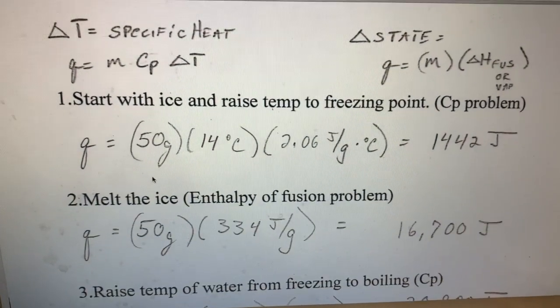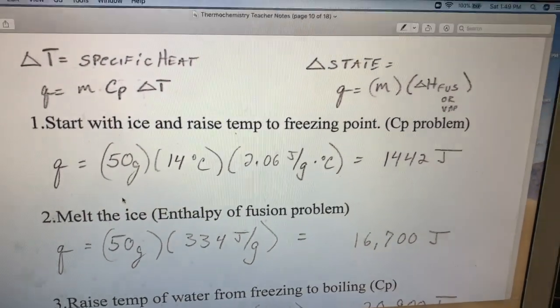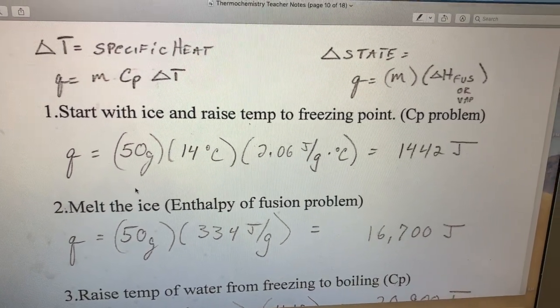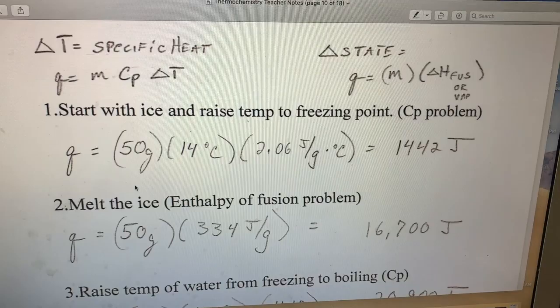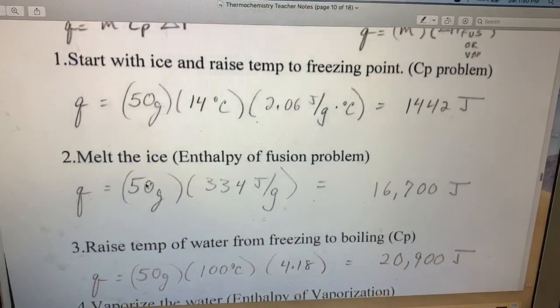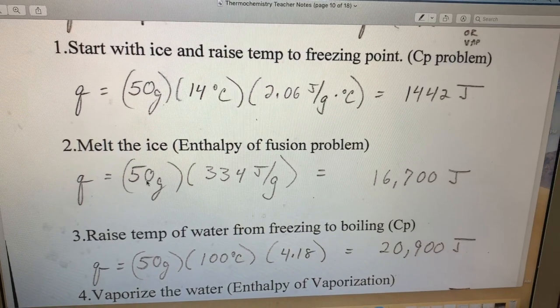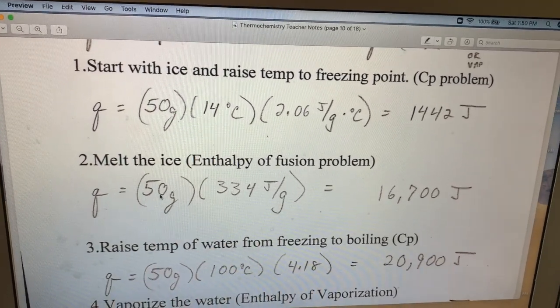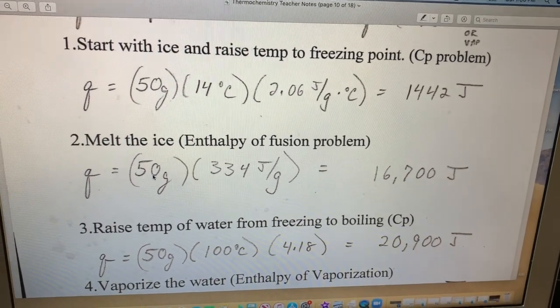So number 1, all right, I am going to raise the temperature of that ice using the specific heat, and you end up getting 1442. Please don't worry about your rounding with these. You want to just make sure you're getting the idea. The second step, I'm going to melt the ice. And in this case, you notice there's no temperature involved because temperature is not involved with changes of state.